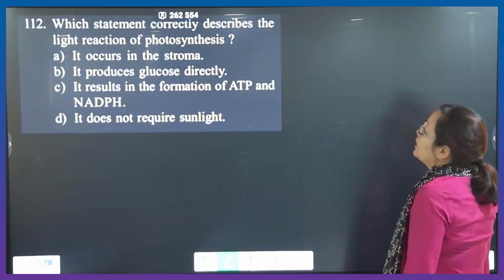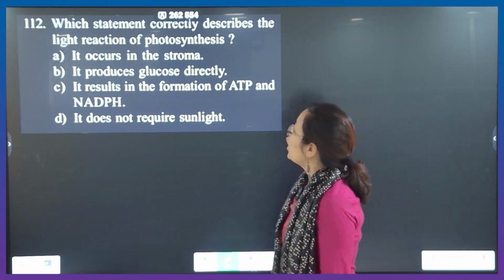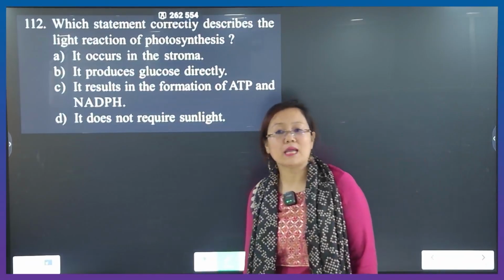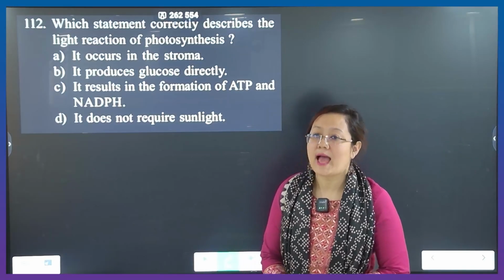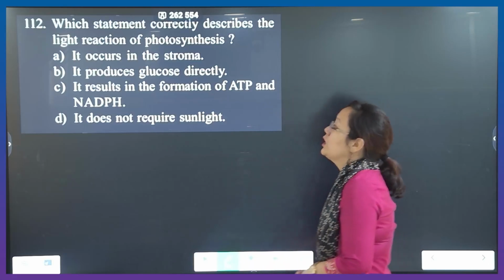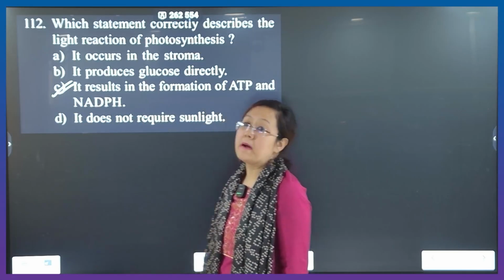Next, 12. Which statement correctly describes the light reaction of photosynthesis? What is the main aim of light reaction? That is production of ATP and NADPH2, which is called as an assimilatory power.